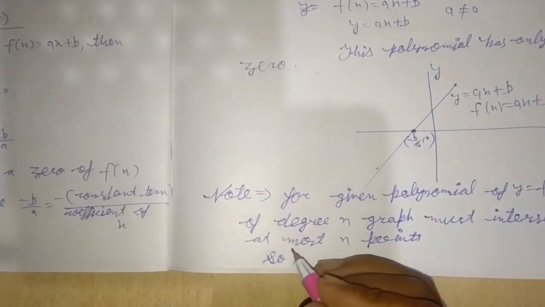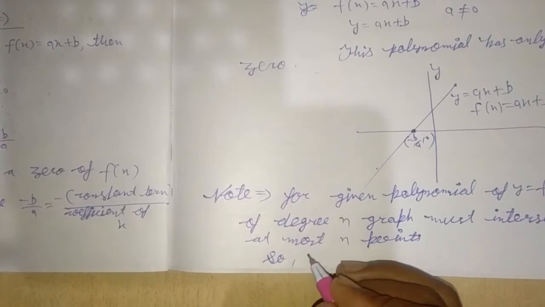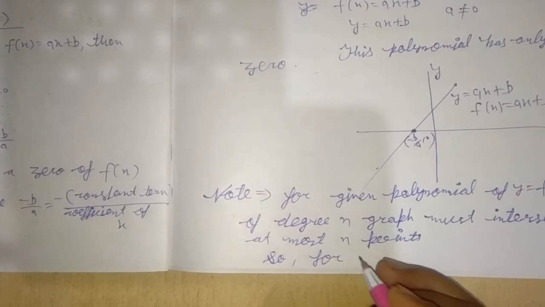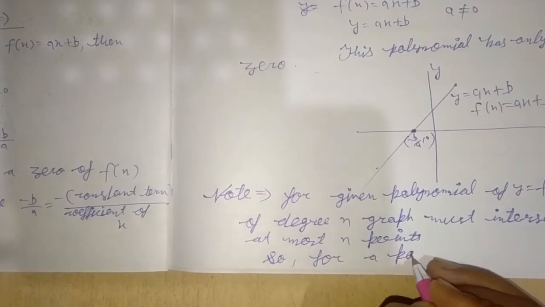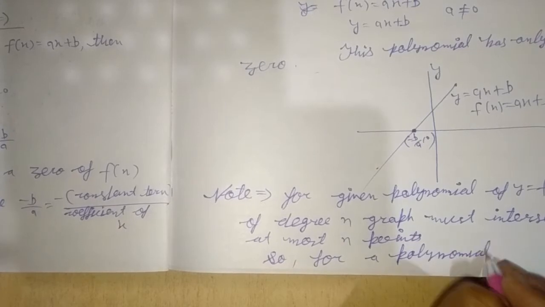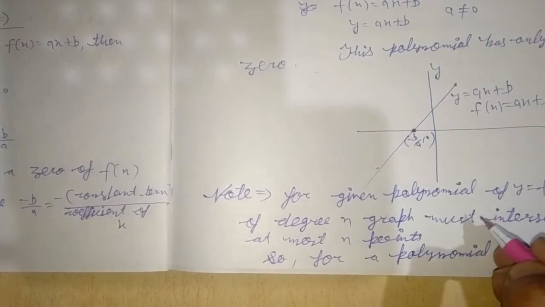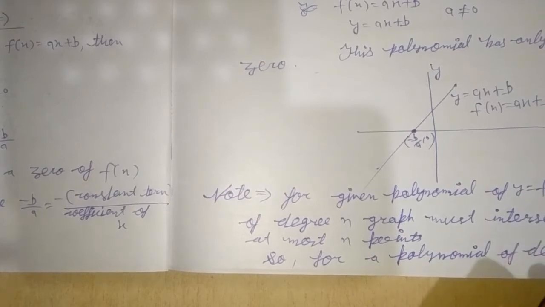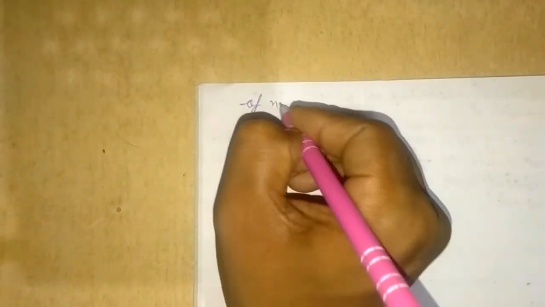So we write, for a polynomial of degree n there can be at most n zeros.